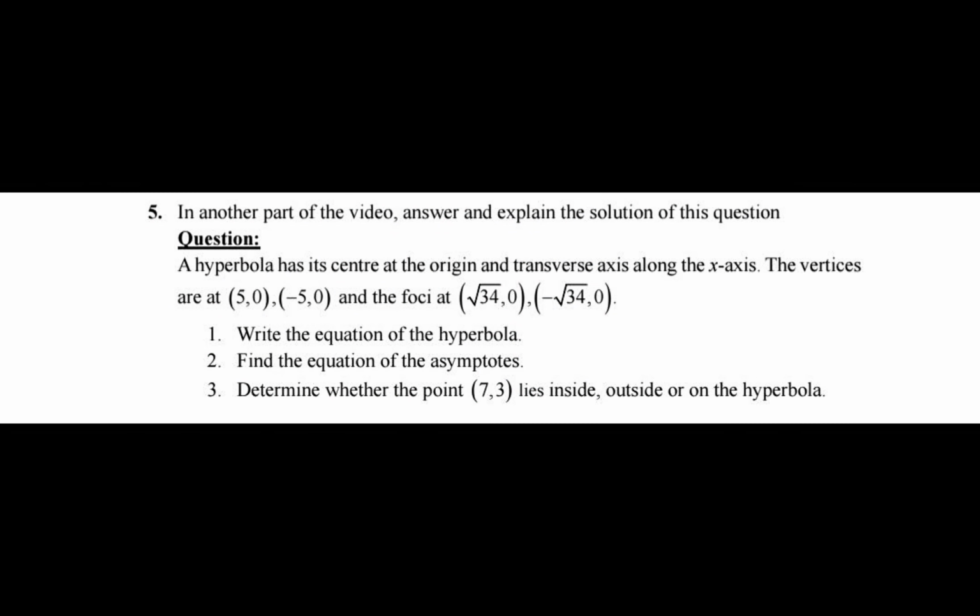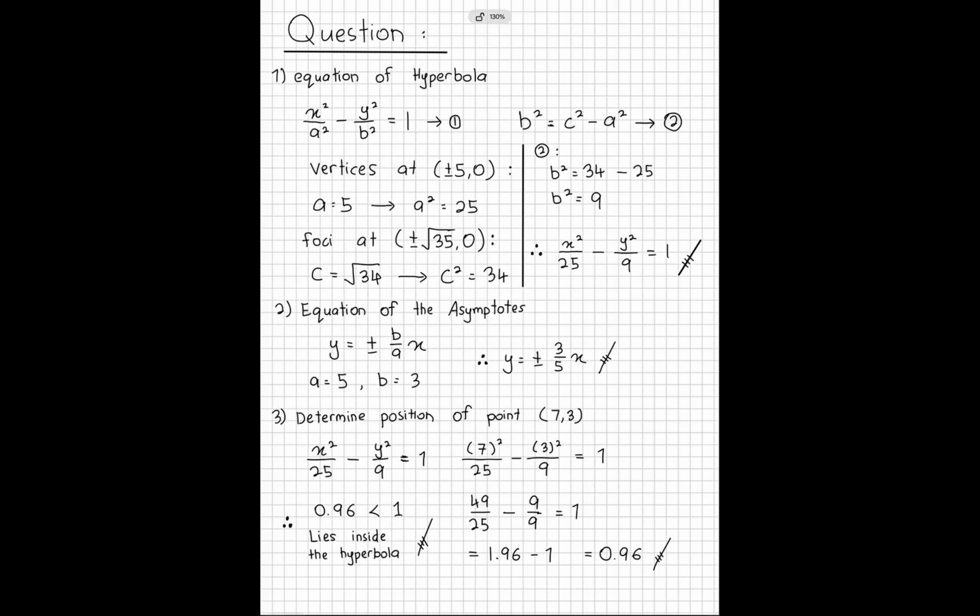The question is: the hyperbola has its center at the origin and transverse axis along the x-axis. The vertices are at 5 and negative 5, and the foci at square root 34 and negative square root 34. For the first question, write the equation of the hyperbola. If we look at the statement above, the vertices are at 5 and negative 5, and the foci at square root 34 and negative square root 34. We know that a is equal to 5 and c is equal to square root 34.